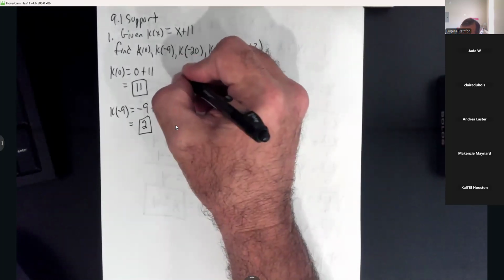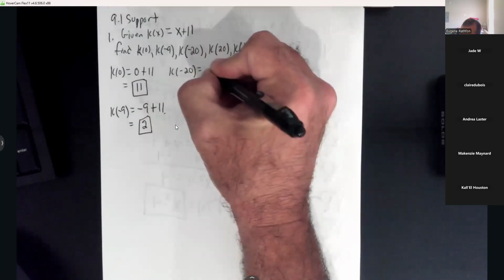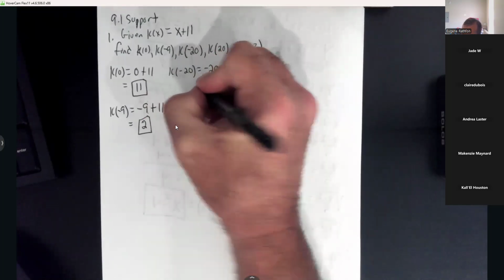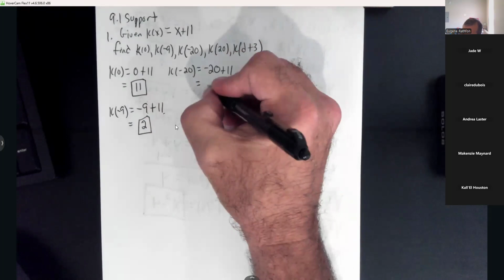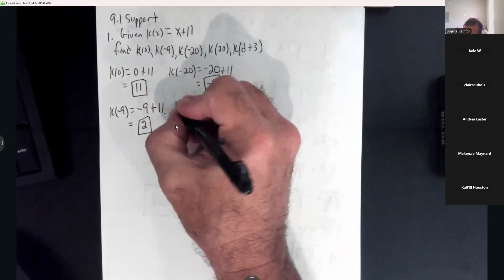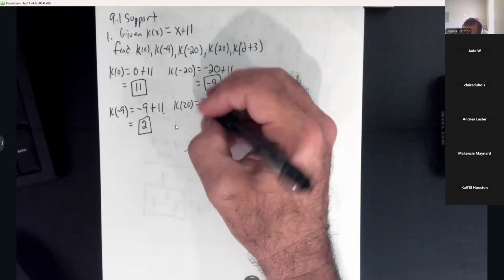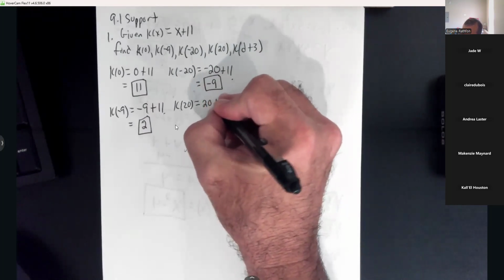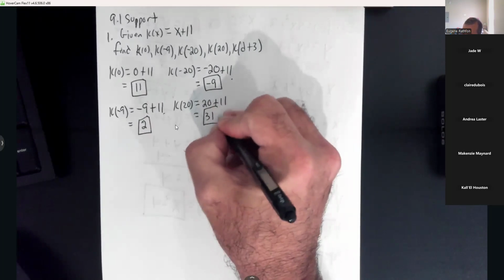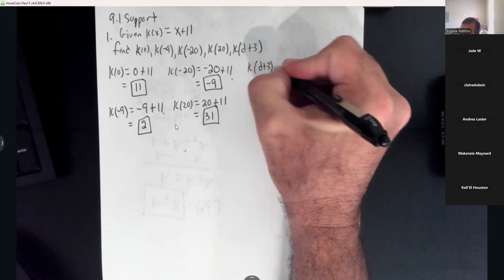All right, next I had what? K of negative 20. Put a negative 20 in for x plus 11. Negative 20 plus 11 is negative 9. Then K of 20. Well, K of 20 equals 20 plus 11. And that's what? 31. And finally, K of D plus 3.